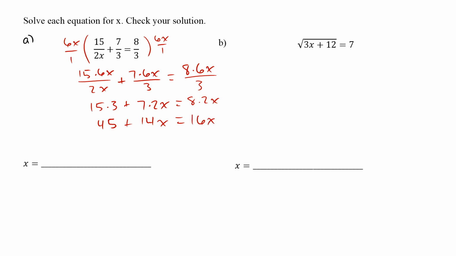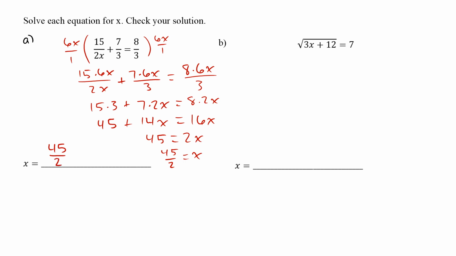If I take away 14 x's from each side of this equation, we get that 45 is equal to 2x. And then therefore x will equal 45 halves. So there's my answer, 45 over 2.